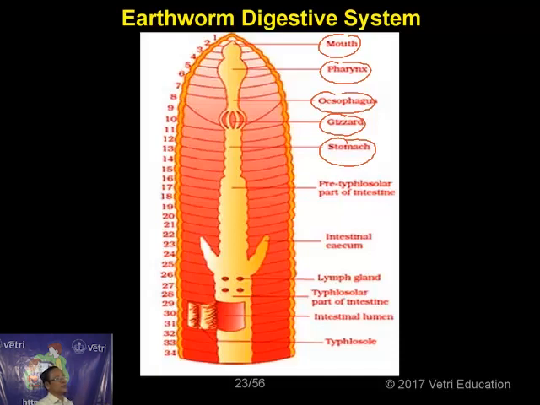The one which is present before the typhlosolar region is called the pre-typhlosolar part of the intestine. That is, no typhlosole is found before the typhlosolar region, from segment 15 onwards. We have the typhlosole starting from 27 up to 35. Then beyond 35 segments, it is called the post-typhlosolar region. So the typhlosolar region is 27 to 35, and before that, 15 to 27, we have the pre-typhlosolar region. And after 35, the post-typhlosolar region of the intestine.